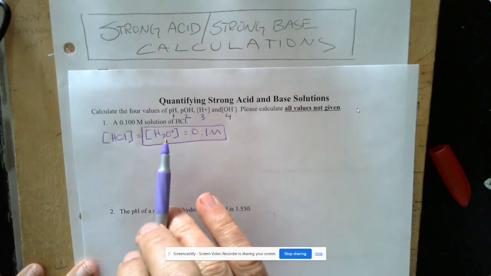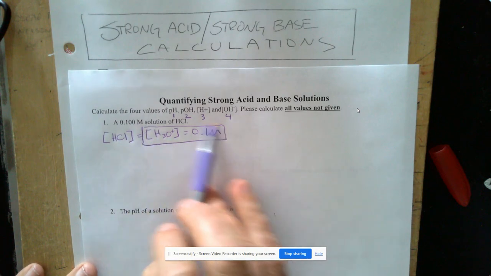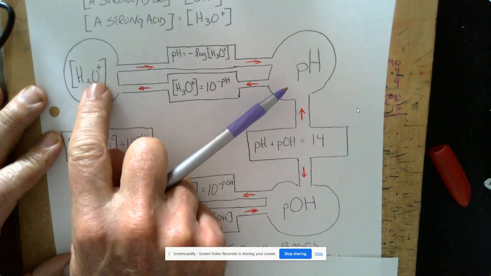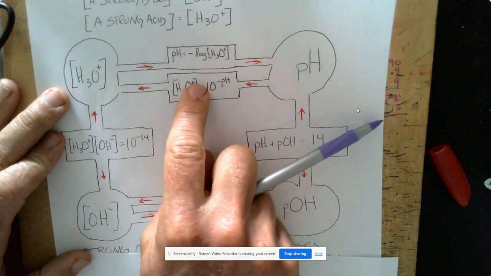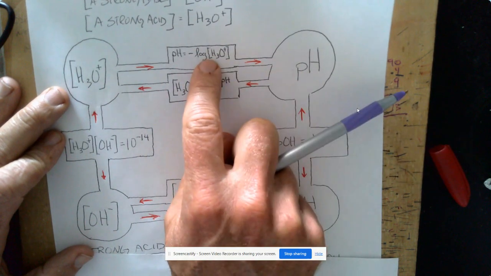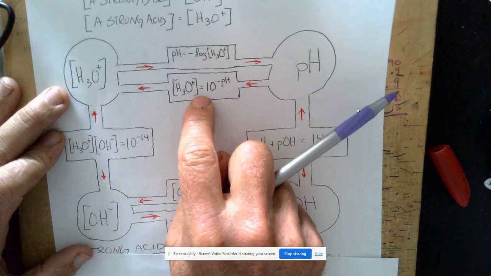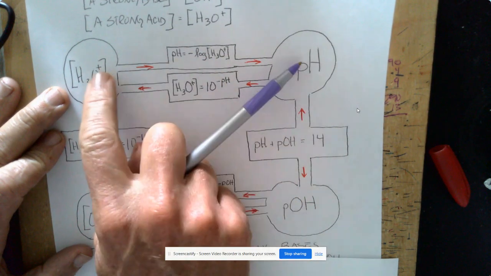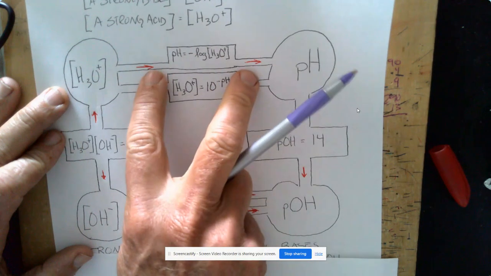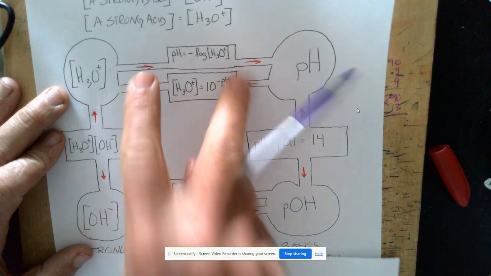Now we have to leverage this. We have to use this information to figure out the other three. So here's how we're going to do that. Here's all four of the things. 1, 2, 3, 4. This is the one we already have. We can use one of these two formulas to find this. But which formula are we going to use? This top one or this bottom one? That's right. We're going to use the top one because we're going from hydronium to pH. And see the arrows? They're pointing that way. That's the way we want to go.